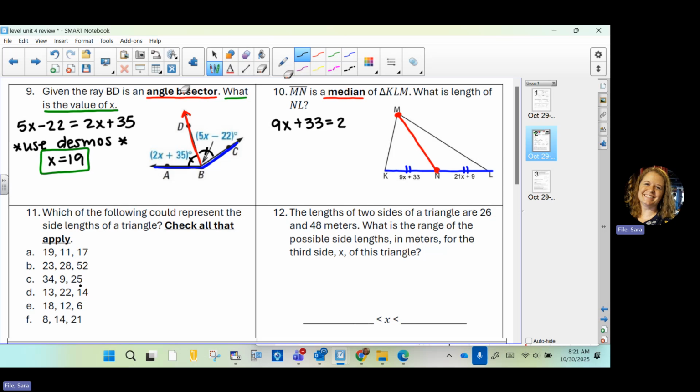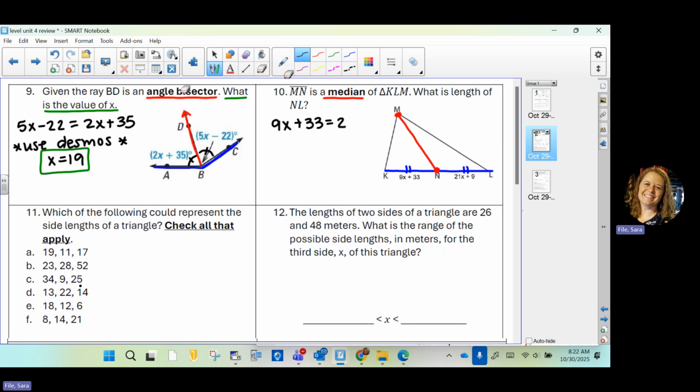And if you need to go back, if you're forgetting these, this was in section 4.4. 4.4 was special segments: angle bisector, perpendicular bisector, median, and altitude. Then 4.5 was mid-segment, which is also a special segment, but we'll get to it later in the review. So 4.4 and 4.5 talked about all the special segments in triangles and what they connect.